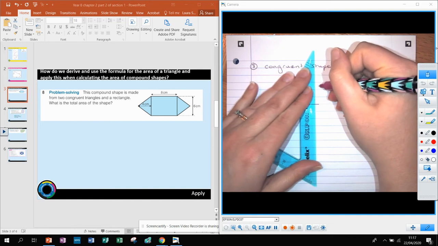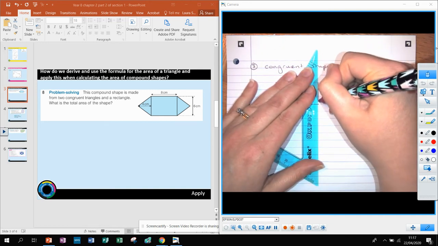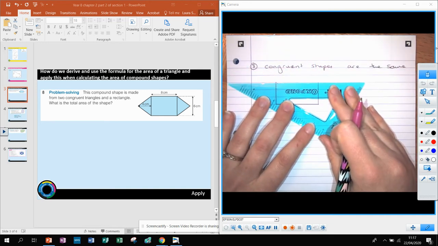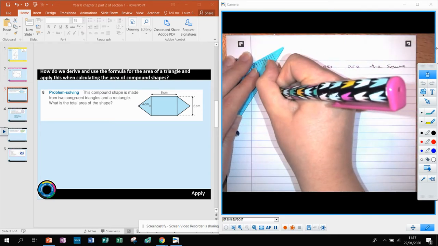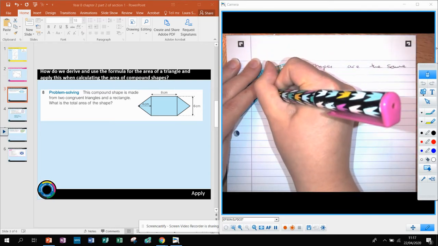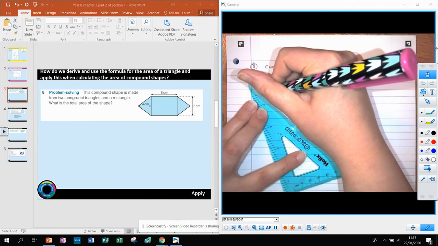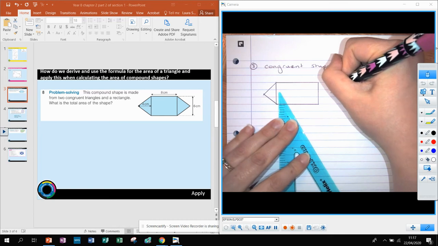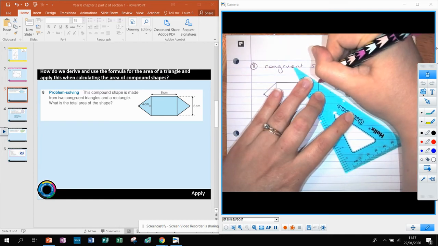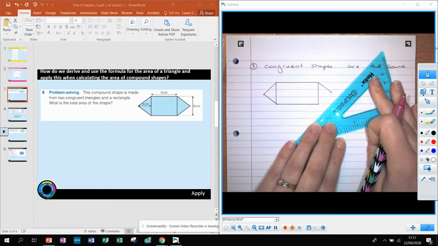So let's get our shape drawn, which is what you guys should have done as well. Okay, again, these don't have to be perfect, but they're just diagrams to help you when you're answering the question. Okay, they don't have to be to scale. They need to look like the diagram, but you don't need to measure the sides. Okay?